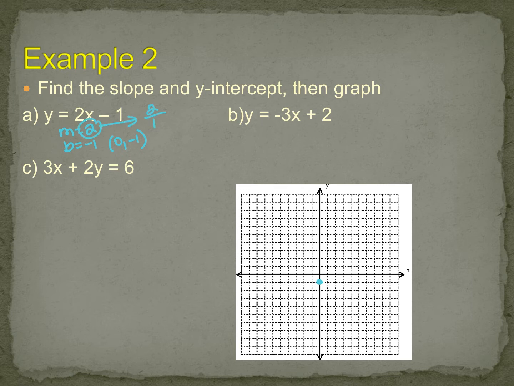So you always want to put slope in fraction form before you graph it. So I'm going to go up 2 to the right 1, or I could go down 2 and to the left 1. You can invert the signs there. And then draw your line. So this would be A.